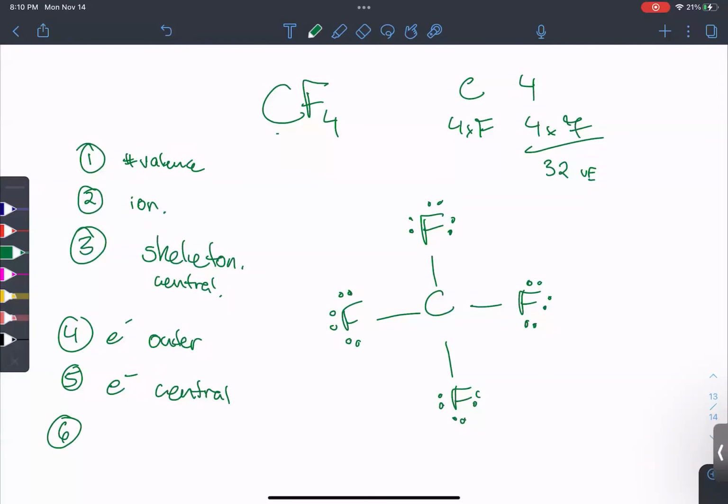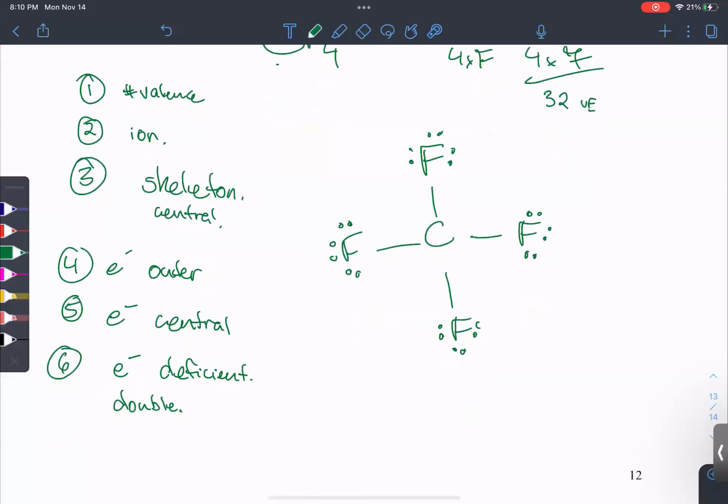The last thing really is to check your octets for all the atoms. All the fluorines have complete octets, and the carbon atom also has a complete octet, so it's good. If we had extra electrons left over, we would put them on the central atom, but we don't have to. Step 6 is, if any element is electron deficient in terms of its octet, usually the central atom, you start making double bonds.